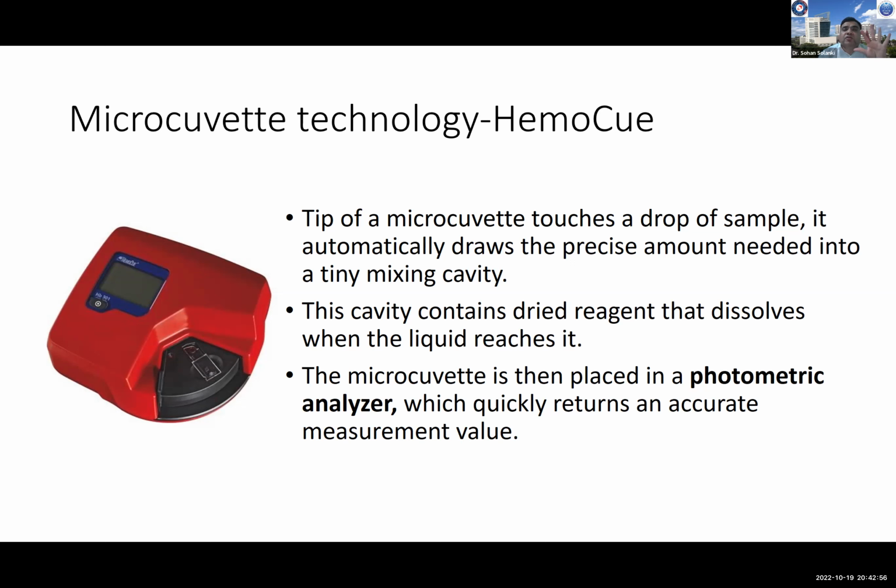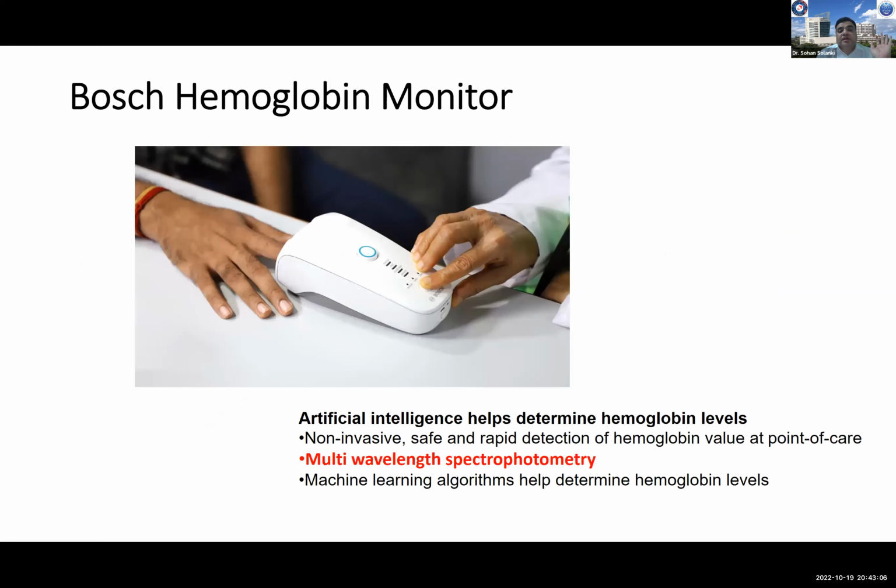If you see the correlation between lab testing and HemoCue, your HemoCue may give you a slightly higher value, as determined by studies. The other monitor, which is nowadays, I don't know much about this, I just saw it on the internet, is the Bose hemoglobin monitor. It uses artificial intelligence and multi-wavelength spectrophotometry, and it uses machine learning technology with hundreds or thousands of data points, and then it gives you a value of the hemoglobin.